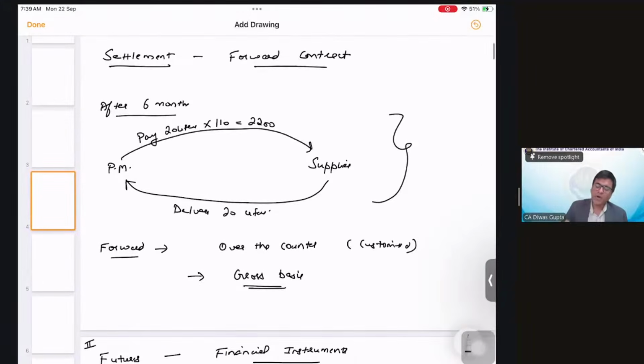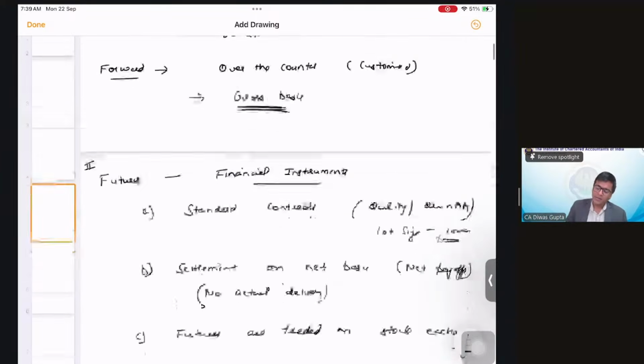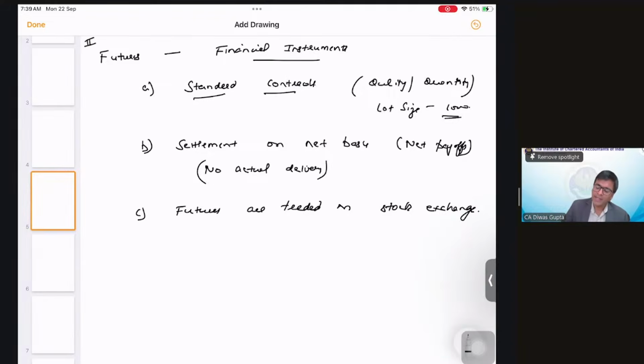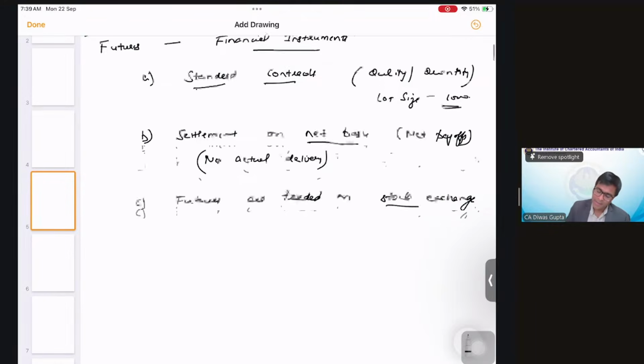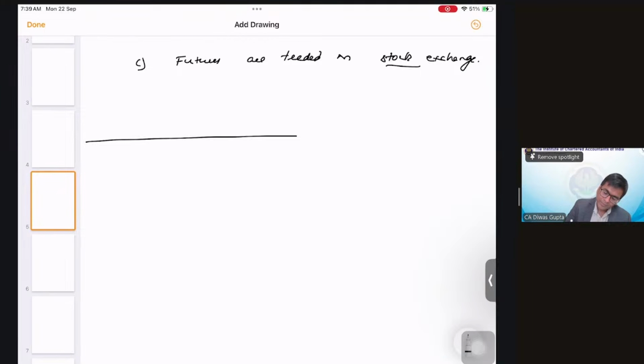The only thing is, a forward contract is a customized contract. It has to be settled on a gross basis, that we discussed, right? The futures are very much standard contracts. The settlement happens on a net basis, and that's where they can be traded on a stock exchange. Because if you are entering into very customized contracts, n number of contracts, all of them cannot be traded on a stock exchange, right? For trading on a stock exchange, some homogeneity and some standardization needs to be there.